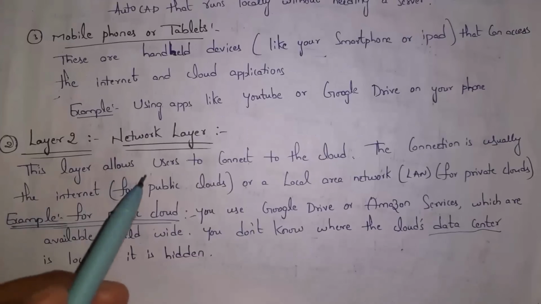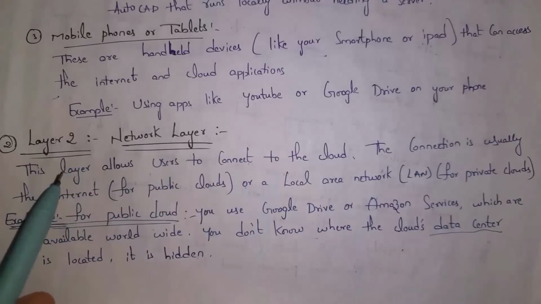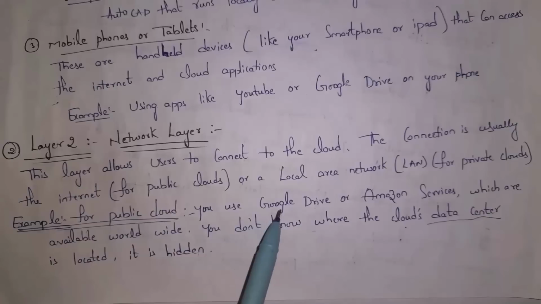Guys, by using network layer, users can connect to the cloud. This connection is usually the internet for public clouds or local area network for private clouds. Guys, for example, if you consider AWS and Google Drive, anyone can use them by using internet. So we call Google Drive and AWS as public clouds because anyone can use them by using internet.